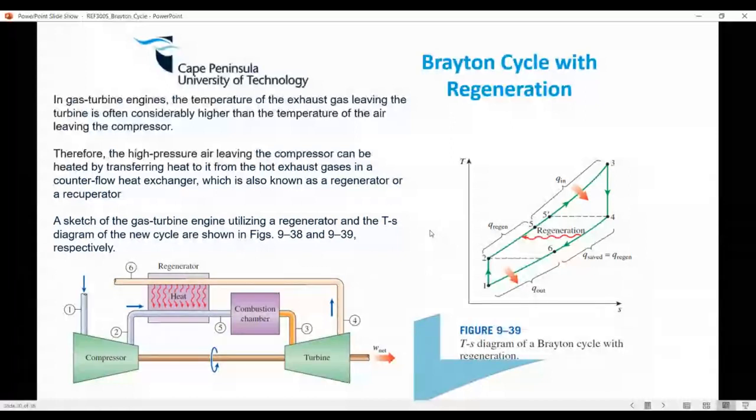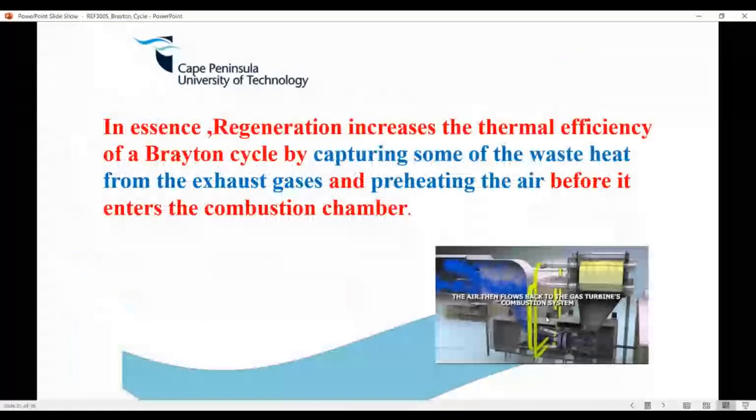From this, we have new entropy values. A few things are going to change. There's a nice video over here explaining how it works. It says, in essence, regeneration increases the thermal efficiency of a Brayton cycle by capturing some of the waste heat from the exhaust gases before it enters the combustion chamber. That's all it really is. That's the first step of improvement on a gas turbine.